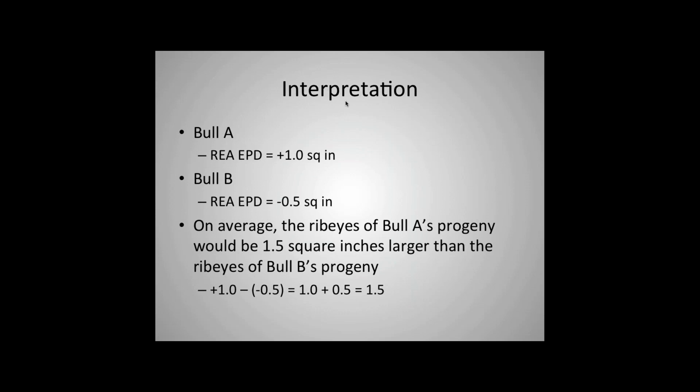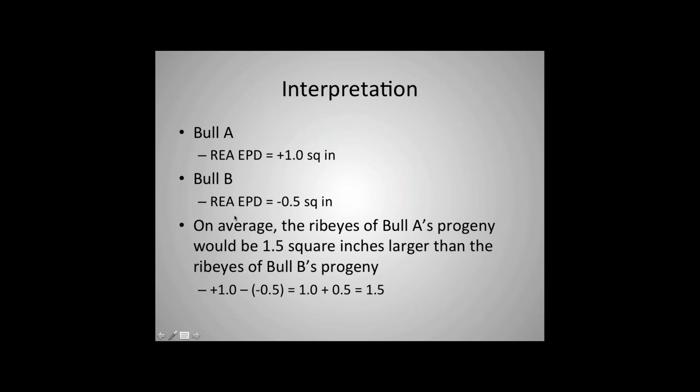So when we get these EPDs, we have to know how to interpret them, and remember that they are a way to compare animals for their genetic potential as parents. So suppose we have two bulls, bull A and bull B. They have ribeye EPDs. Bull A has one of +1 square inch, and Bull B has one of -0.5 square inch. So how do we interpret these?